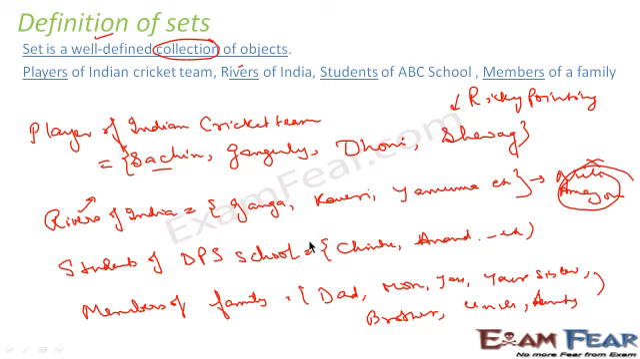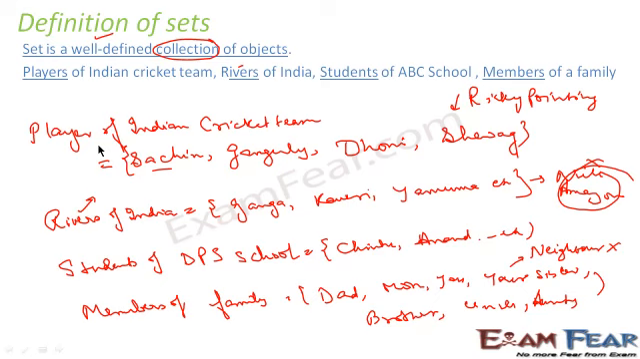Similarly, there may be some students which are not students of a school, then those students will not be part of that school. Similarly, members of family, if you say neighbors, for example, you have a neighbor X. So this guy neighbor X who is not your family will not be part of your family set. So these are some of the examples of set.